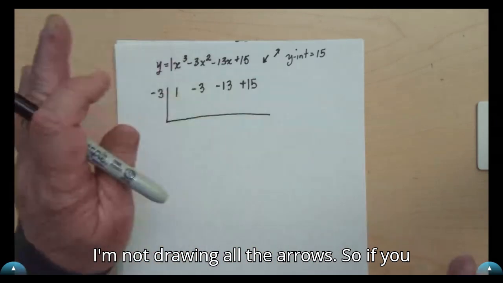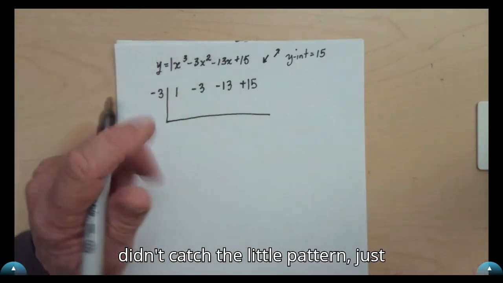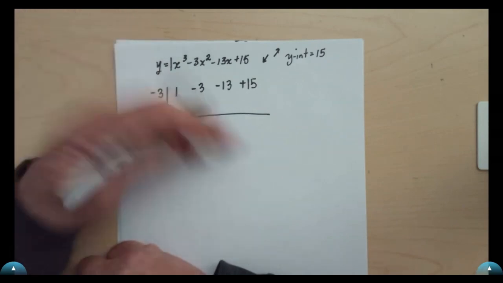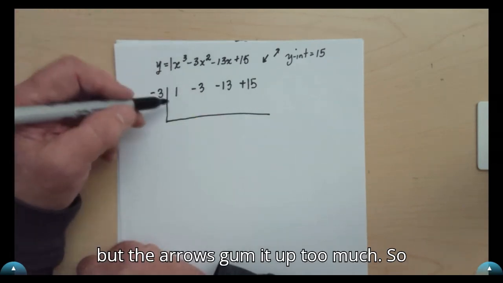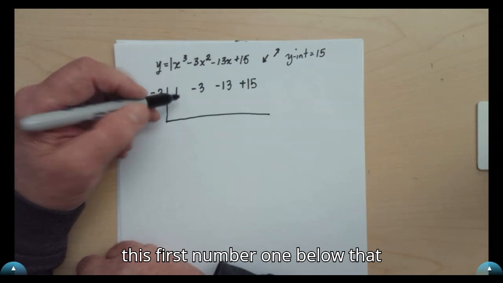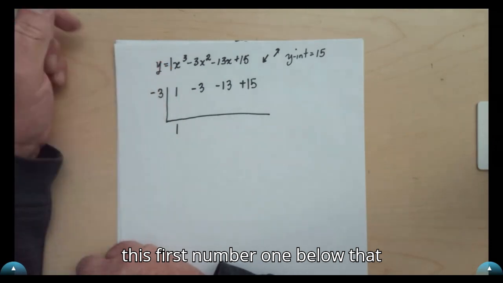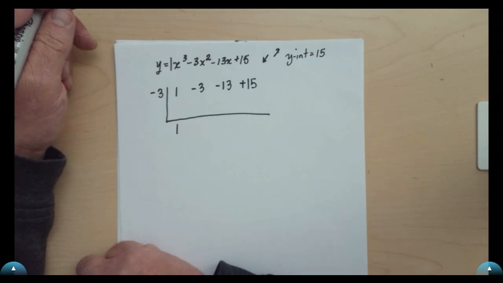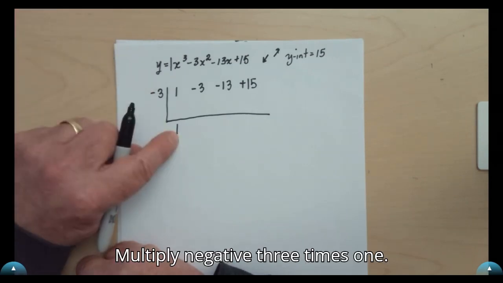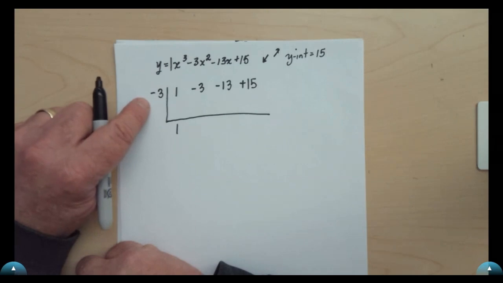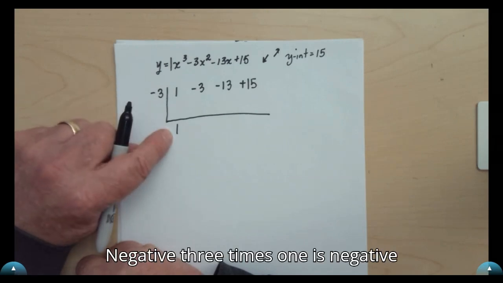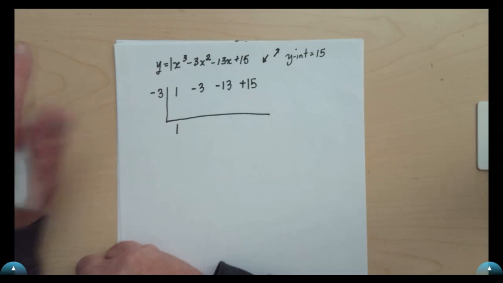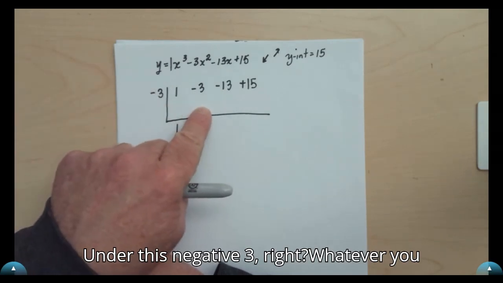I'm not drawing all the arrows. So if you didn't catch the little pattern, just look up. I'll try to go slowly at least, but the arrows gum it up too much. So remember, the first thing we do is bring this first number 1 below that bar. What do I do now? Multiply negative 3 times 1. Negative 3 times 1 is negative 3. Where do I put that negative 3? Under this negative 3, right?